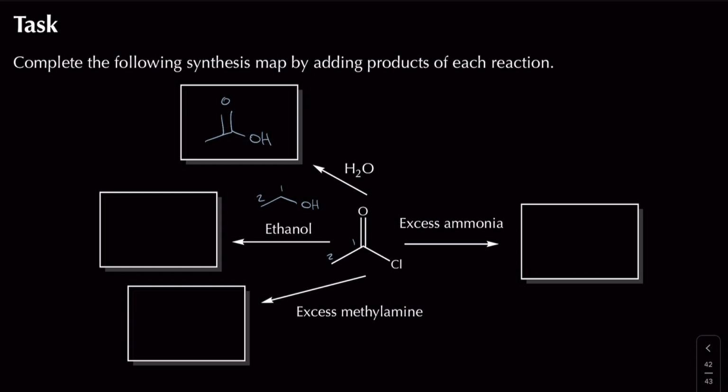We're going to end up swapping our chlorine with an oxygen so that we end up with something that looks like this. But then to that oxygen atom, we have 1, 2 carbon atoms attached, and that's how we make an ester. In this case, I've got ethyl ethanoate.